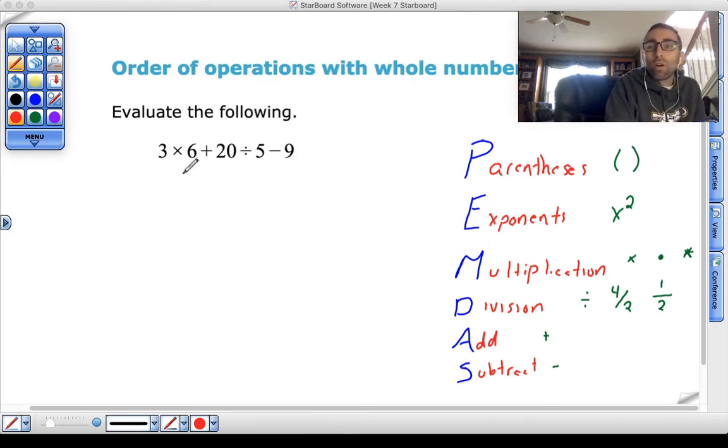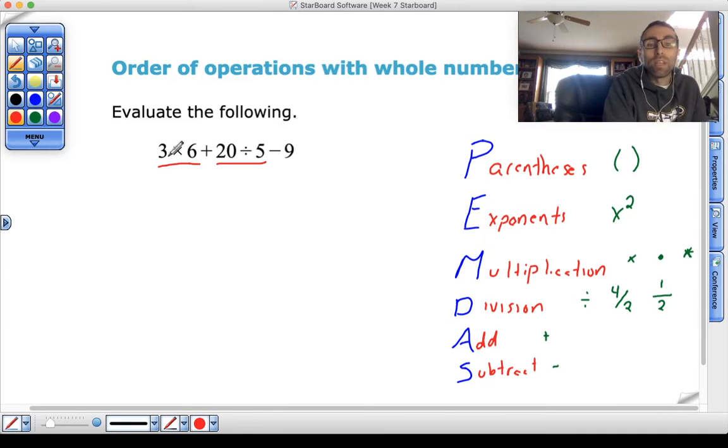All right, so I'm going to underline all the multiplication division I see. So I have multiplication here, so that means I'm going to underline the 3 times 6, the entire part that I'm going to be multiplying. I then have addition. I then have division, so I can underline the 20 divided by 5, and I can leave the minus 9. So the first thing I'm going to do is solve from left to right. It doesn't matter that the multiplication comes first on this part here. It matters that I have multiplication first in my problem.